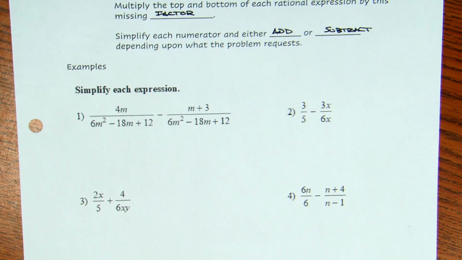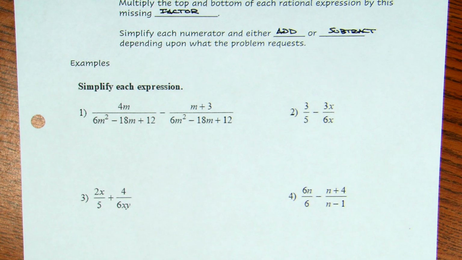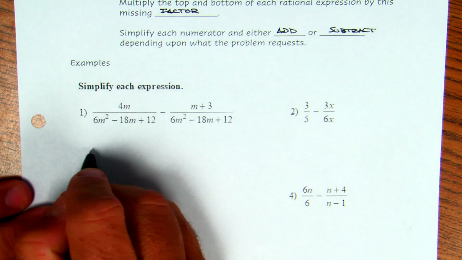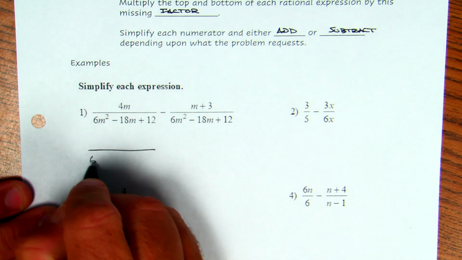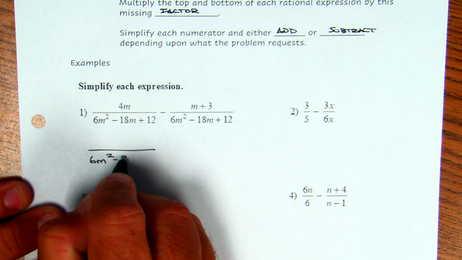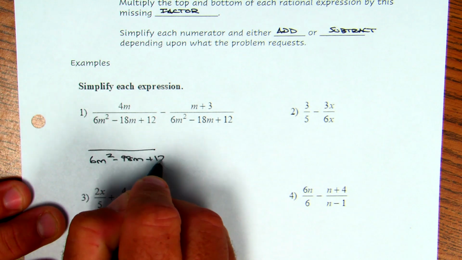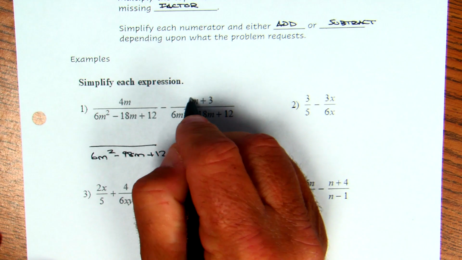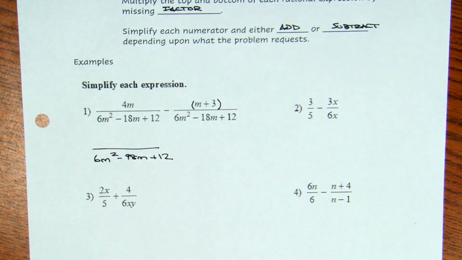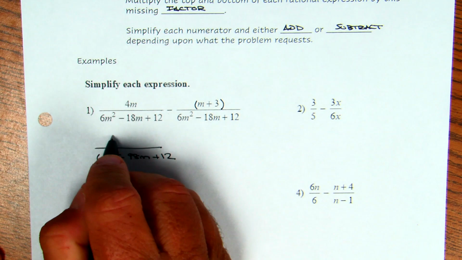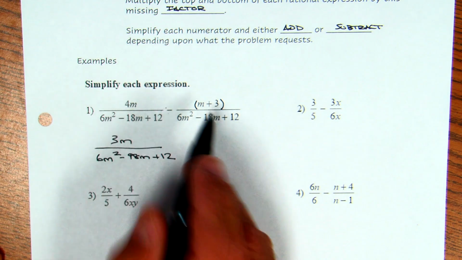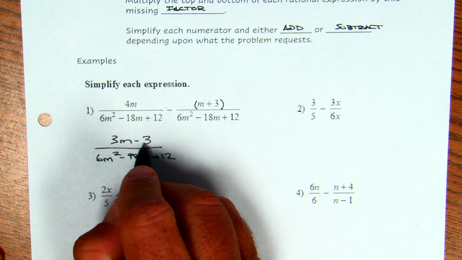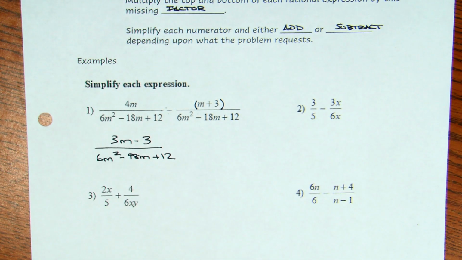So if I look at number one, are their denominators exactly the same? I'm good to go. So that's my denominator when I'm done adding, or in this case subtracting. 6m squared minus 18m plus 12. Now up top I'm going to subtract. So it becomes 4m minus, and I'm going to put this in parentheses so I know I'm subtracting everything. 4m minus 1m is 3m. 4m minus 3 would just be the negative 3. So I got 3m minus 3.